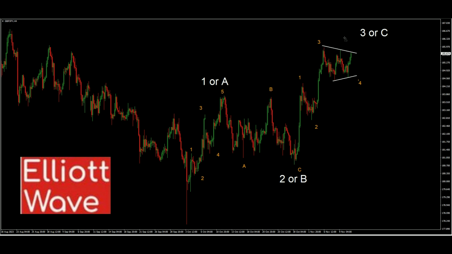So maybe this is like this, and wave 3 or C.